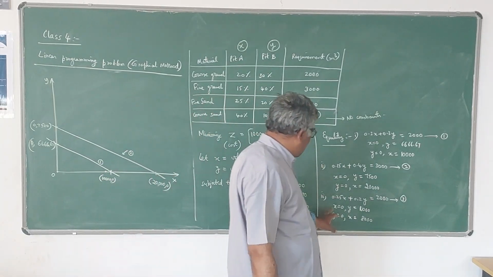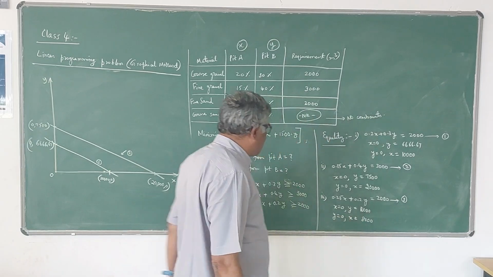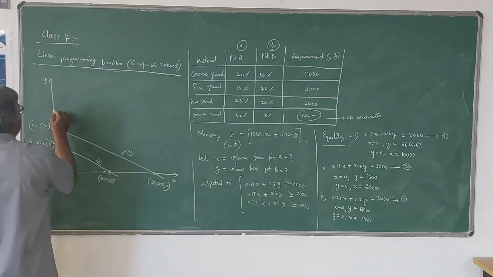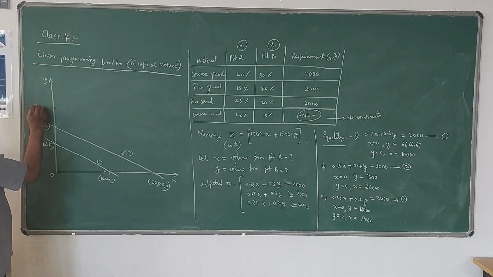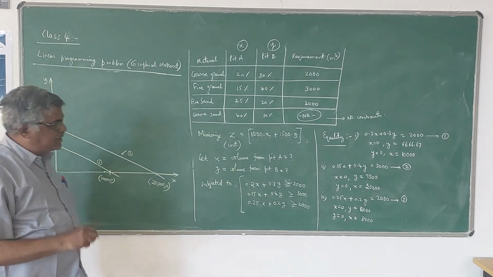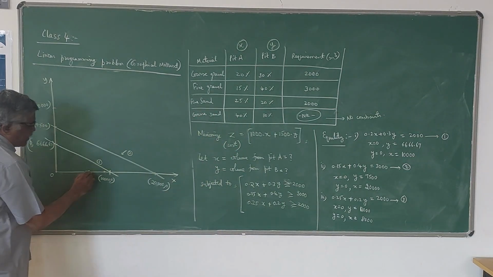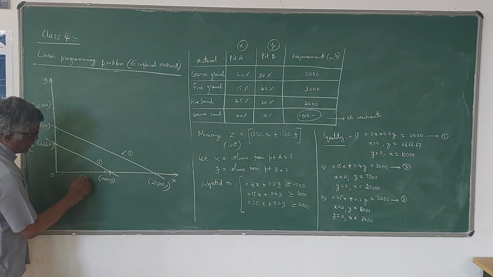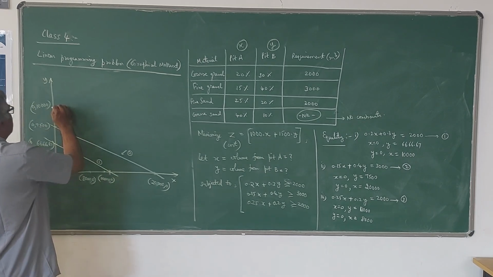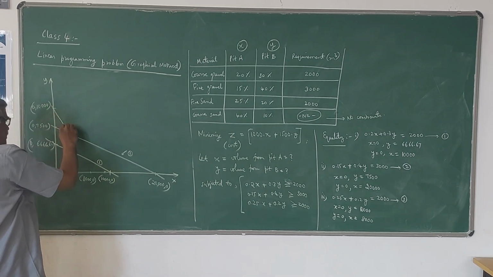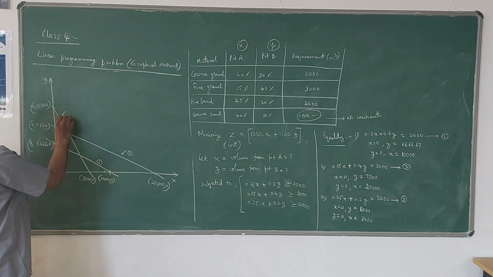Then equation 3: x is 0, y is 10,000. So (0, 10,000) is 1 point. Another point is (8,000, 0). 8,000 will come somewhere here. So join these 2 points by a straight line, and it gives equation 3.